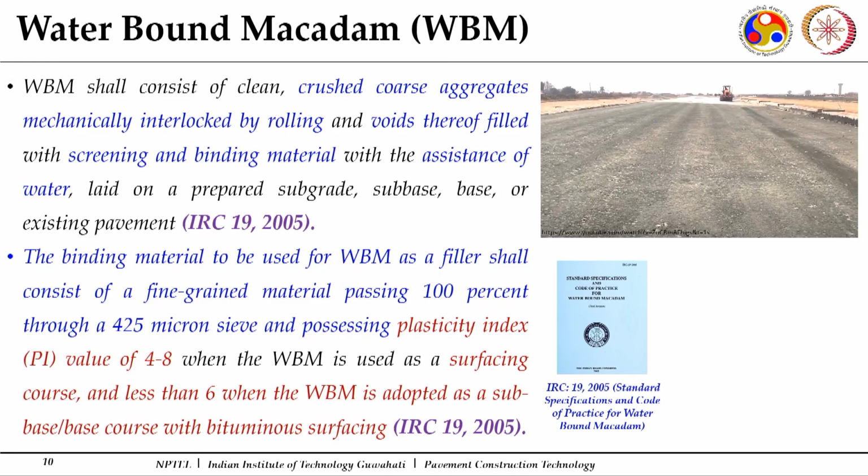So, here we choose an aggregate gradation where coarser aggregate particles are taken up, laid and compacted, and then we add some fines which are known as screenings, and again compact, and this gives you a good granular course for upcoming courses of a flexible pavement. So, it says by rolling and voids thereof filled with screenings, and in some cases we put some binding material also over the top of the screenings, with the assistance of water, and that is why we call it waterbound macadam.